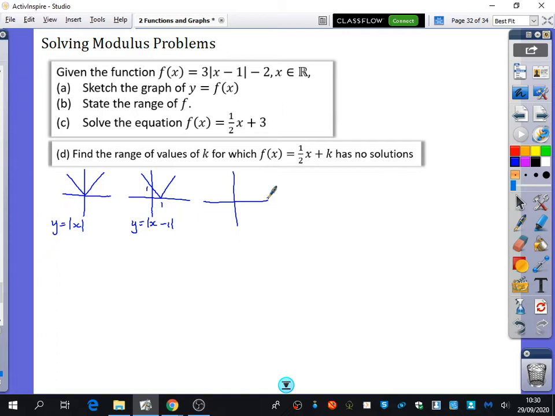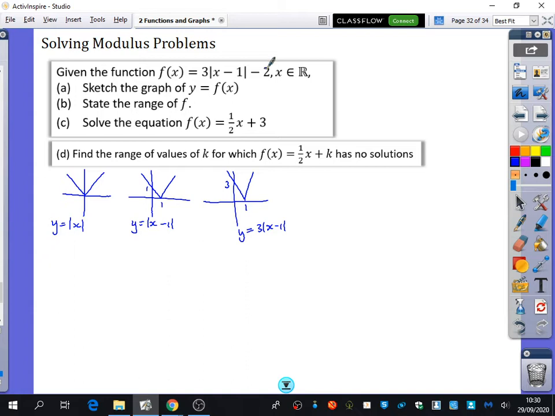It's a stretch in the y direction. So instead of it being a flat V, it's going to become a spikier kind of V. So instead of it crossing here at 1, it's going to be crossing at 3. But it's still crossing here at 1. And then the last part of the graph, this is my 3 modulus of x minus 1.